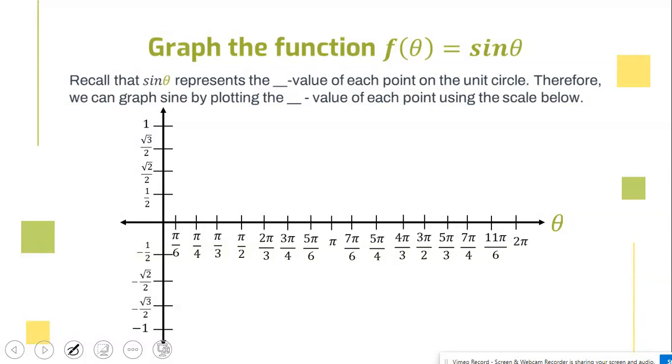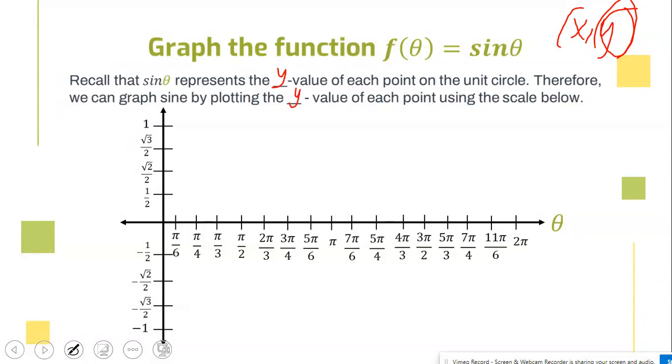So recall that sine represents which value on the unit circle. Think back to our unit circle and we had x comma y. Which one of these, x or y, represented the value for sine, just like we did in our warm-up? It's going to be the y value. So sine represents the y value. Therefore, we can graph it by plotting the y value from our unit circle on this scale below.